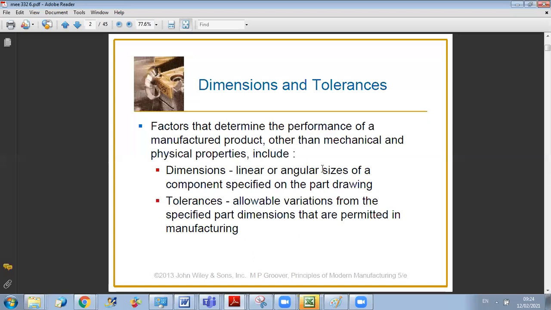Okay. Now, concerning dimensions, they can be linear or angular. So you can specify the length or size, and you can specify the angles if you have curves, etc. And concerning tolerances, they are the allowable variations from the specified dimensions that are permitted in manufacturing. The manufacturing processes will vary in tolerances. So you have some processes that are not very accurate, so you need to have high tolerance. While if you have a limited tolerance, you need to go with more advanced manufacturing processes.